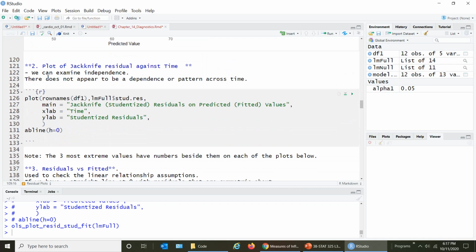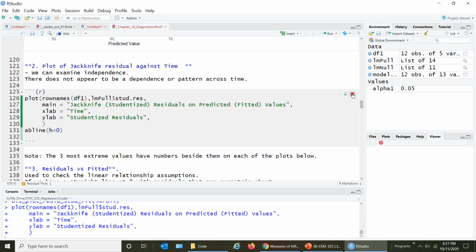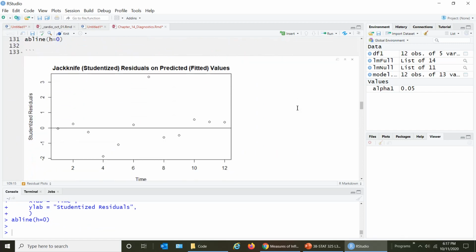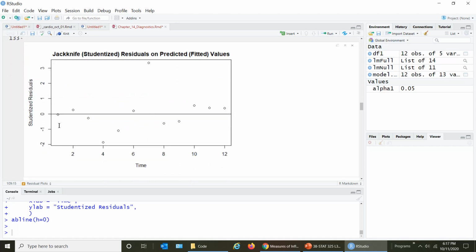So now we're going to look at the Jackknife against time. And in this case, I don't really have a time period, but I'm going to use the order of the observations. That's usually how we measure time. They're usually put in order of the time that they were taken, right? So let's take a look at that. And again, I see about the same picture. I don't see very much difference.